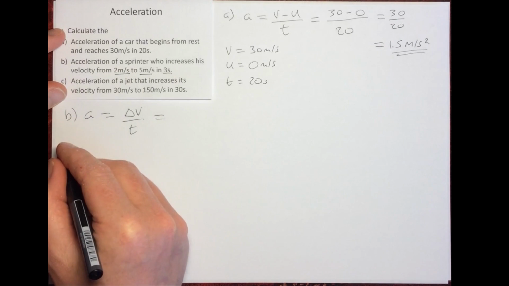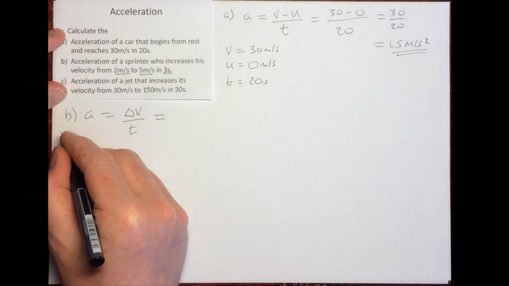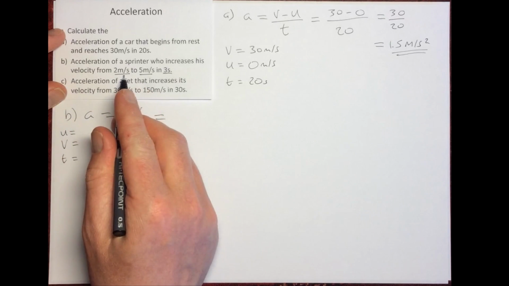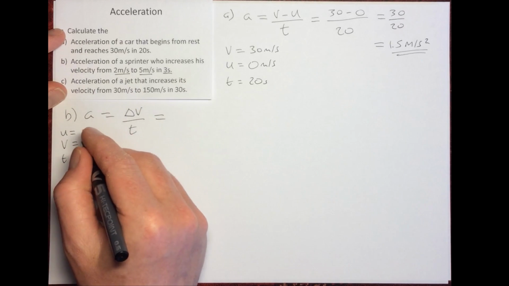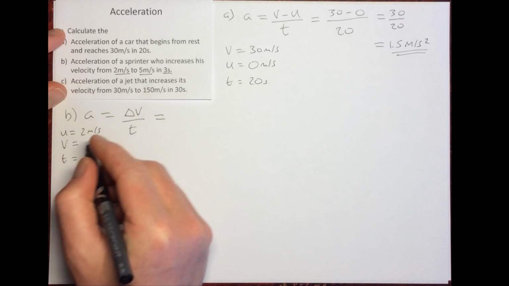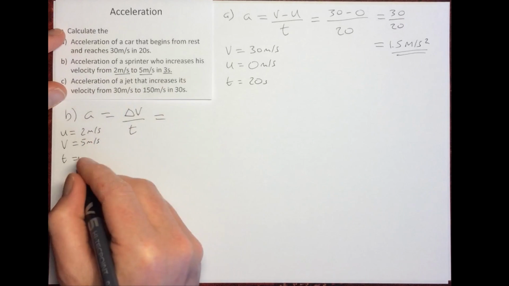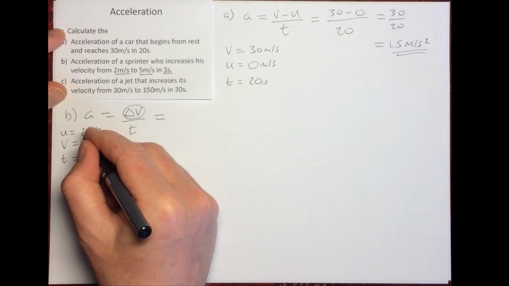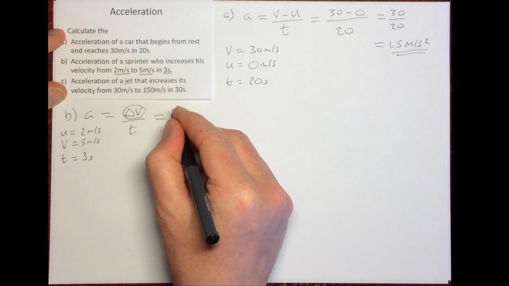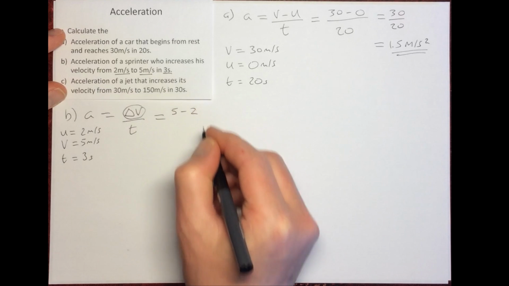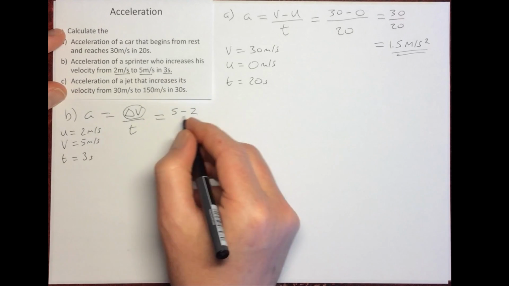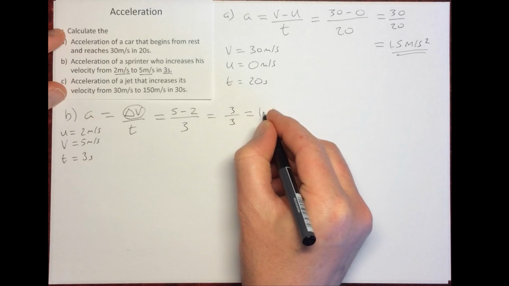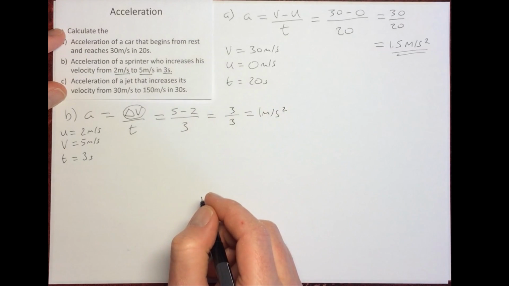We need to write down what each of the quantities are. So the initial velocity of this sprinter is 2 meters per second. The final velocity is 5 meters per second, and the time is 3 seconds. So the change in velocity, we're going from 2 to 5. To work out the change, we do the final velocity, take away the initial, 5 minus 2 over 3. And that's going to give us 3 over 3, which is 1 meters per second squared.